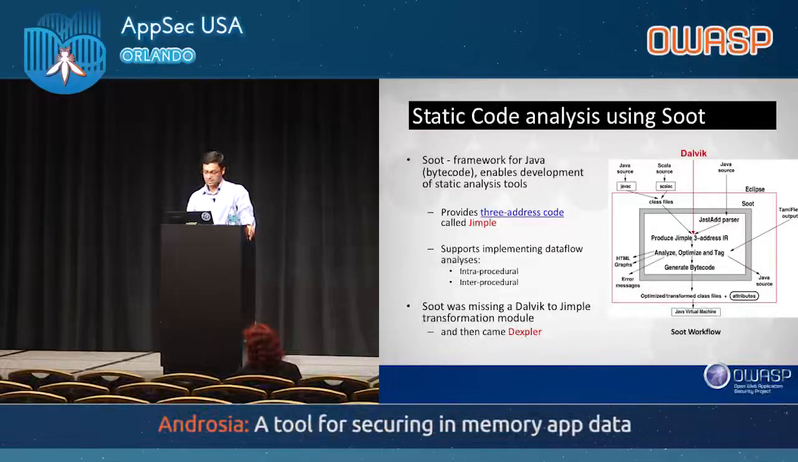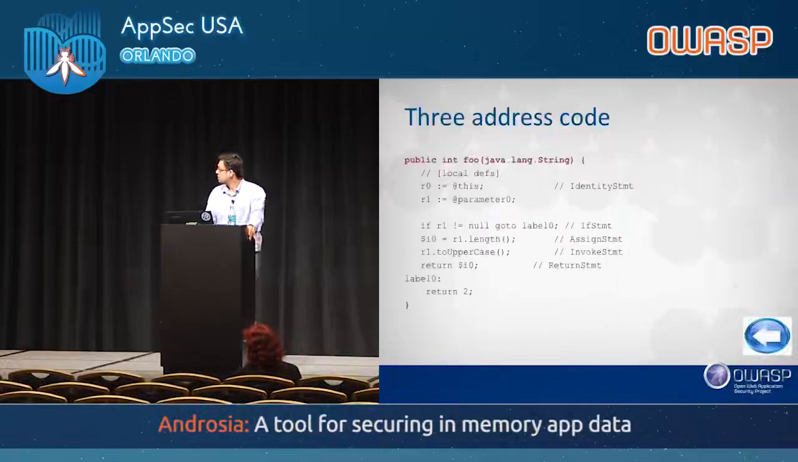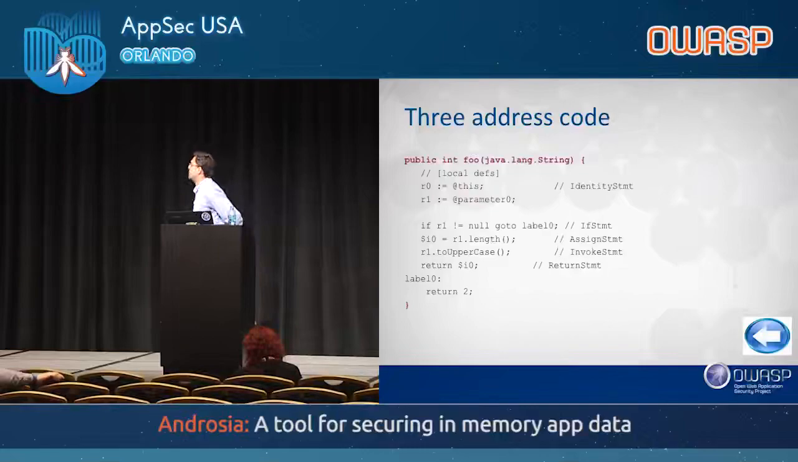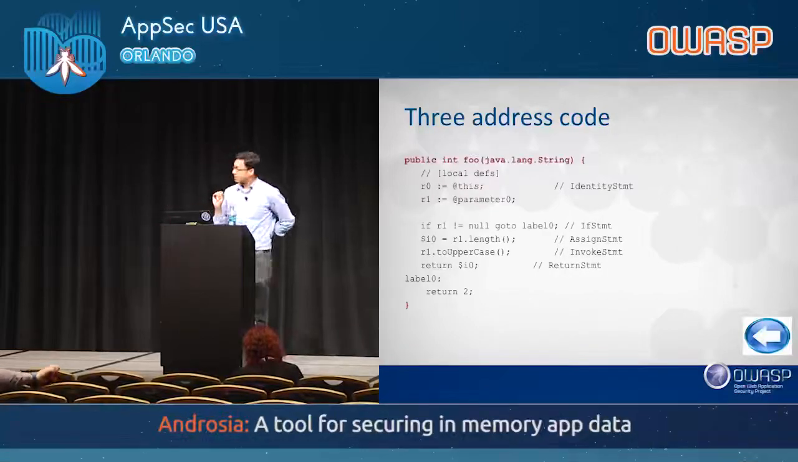And it is more or less a 3-address code, which looks something like this. So what I mean by 3-address code is that at any particular statement, like if we take the example of the if statement here, there are not more than 3 operands in one line of code.